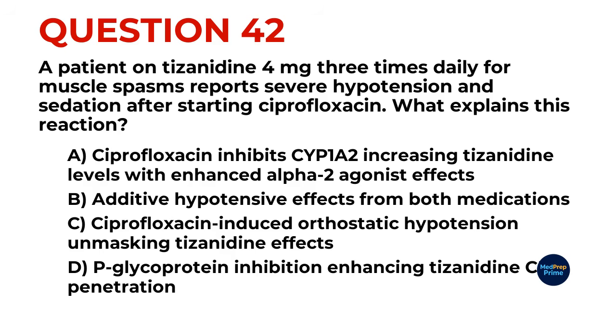A patient on tizanidine 4 mg 3 times daily for muscle spasms reports severe hypotension and sedation after starting ciprofloxacin. What explains this reaction? Option A. Ciprofloxacin inhibits CYP1A2, increasing tizanidine levels with enhanced alpha-2 agonist effects.